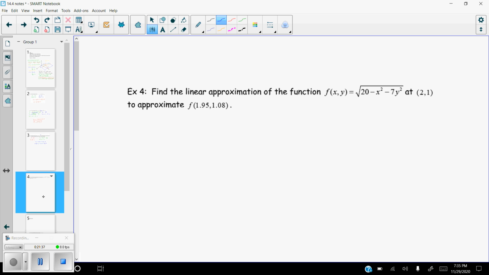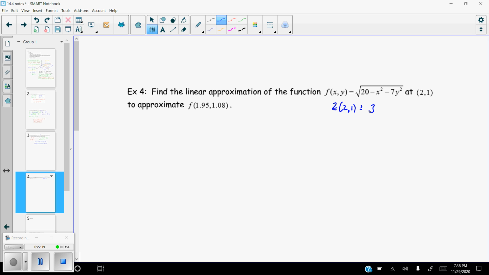In this next one, we're going to use linearization to find an approximation for the function at 1.95 and 1.08. In order to do that, we need to write the equation of the tangent plane. We're going to need the z value anyway, so let's find it right now. z at 2, 1 is going to be the square root of 20 minus 4 minus 7. So 20 minus 4 is 16, minus 7 is 9. That's really nice. The square root of 9 is 3. So there's our z value.